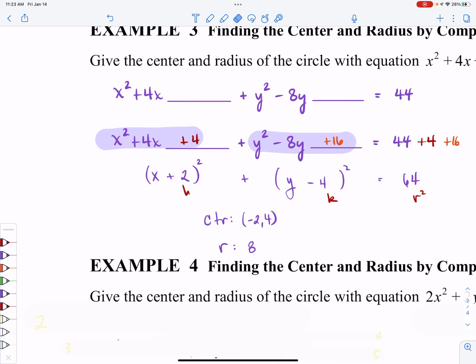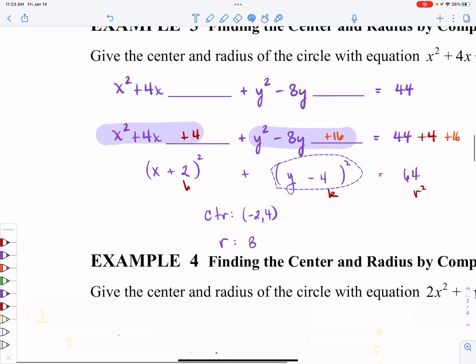Just a side note, remember that my formula says that this is x minus h quantity squared. So that's why it looks like a change in signs there. Same thing with this one. This one's y minus k quantity squared. So just be careful about that.